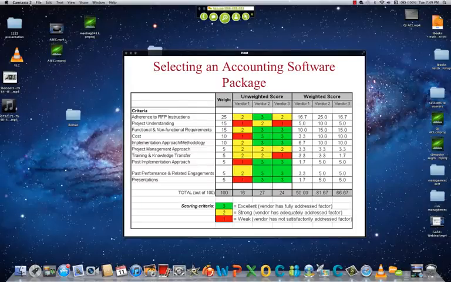Okay, and so on. It's divided by 3 because there's 3 vendors. Yeah, because the maximum point is 3. If it was a 5-point scale, you would divide by 5. Okay, so you divide by 3 since the maximum is 3. Excellent, strong, and weak. Okay.